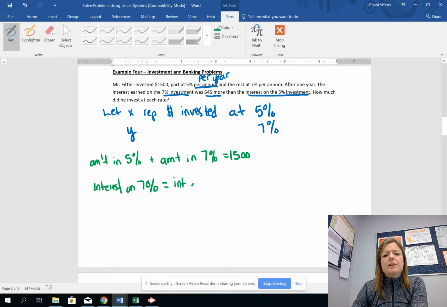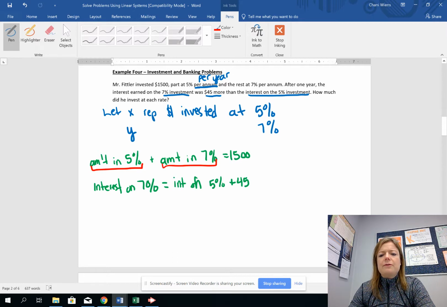So it's the interest on the 5% plus $45. Okay, writing these English sentences can really help you keep a clear head so that you're not putting in the variables right away, which can feel really complicated. So we just let X represent how much he invested at 5%. So this is just X, and this is just Y. So this first equation is X plus Y equals 1,500.